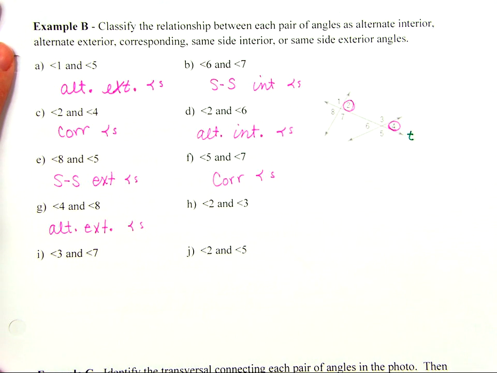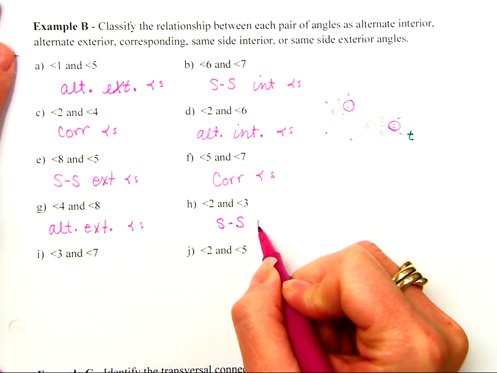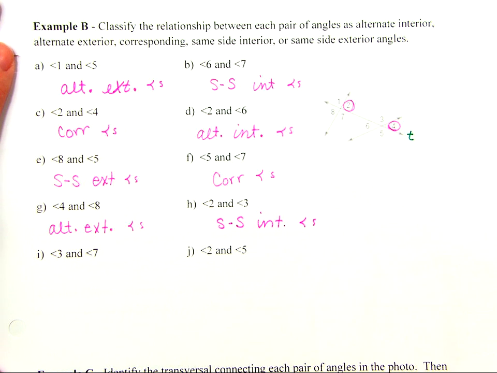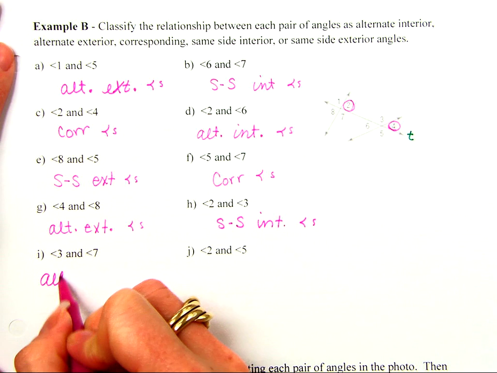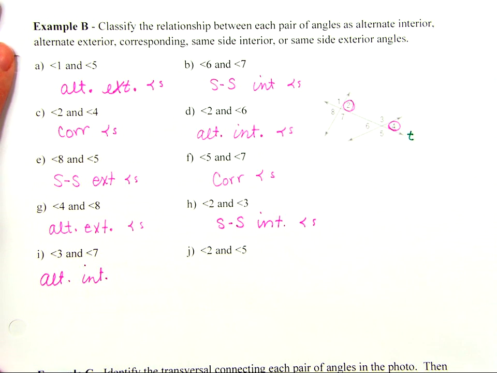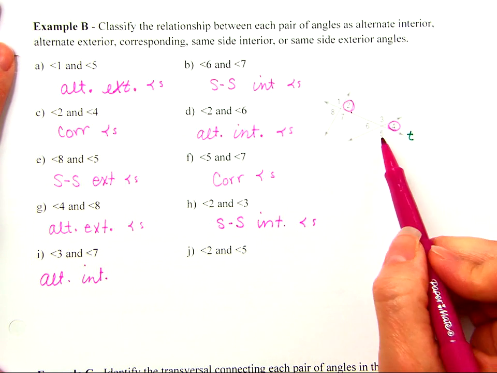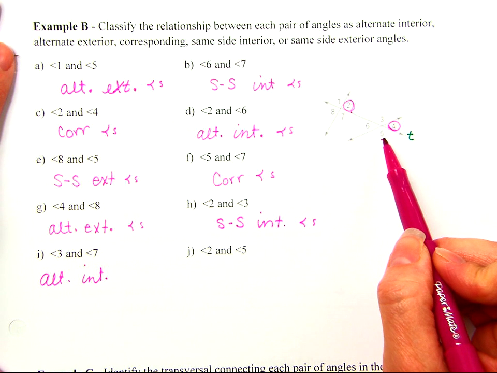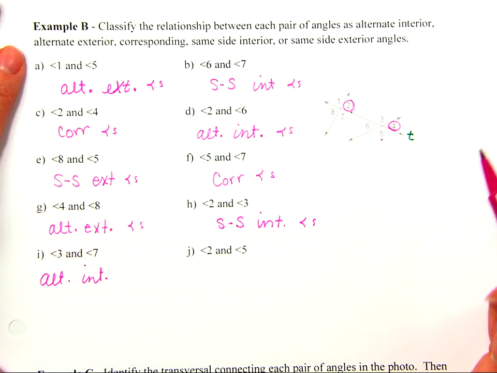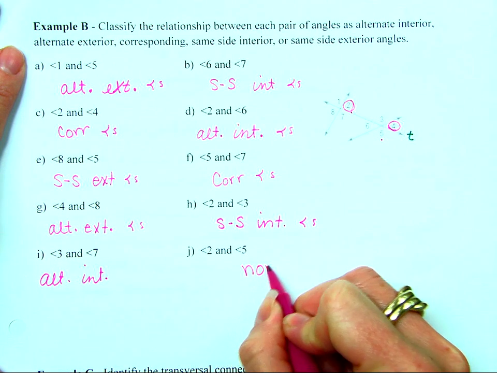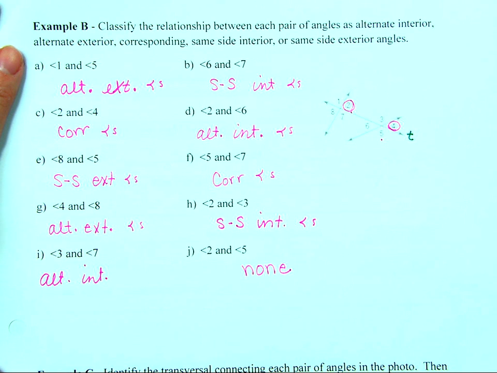2 and 3. Same side interior. 3 and 7. Alternate interior. And then finally 2 and 5. This one's actually kind of a trick question. 2 and 5, one's on the inside, one's on the outside. But they don't correspond. This one actually is not possible. There is an angle pair that we discussed where 2 and 5 would fit into.